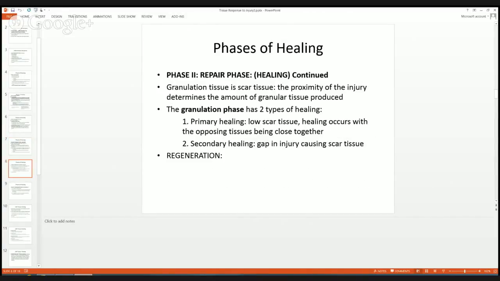Continue. Granulation tissue is scar tissue. The proximity of the injury determines the amount of granulation or granular tissue produced. It has 2 types. 1, primary healing, low scar tissue. Healing occurs with the opposing tissues being close together. Secondary is healing the gap of the injury to scar tissue. That's like why we do stitches, right? Yes, we see itty-bitty fine scarring when you have stitches, but if somebody's got a great big crease in their head and they don't get it stitched, then you see where all of that has to be filled in. And so that scarring is much bigger.